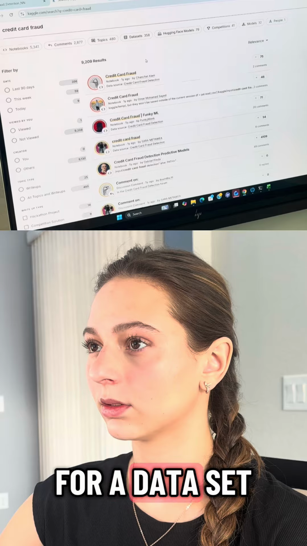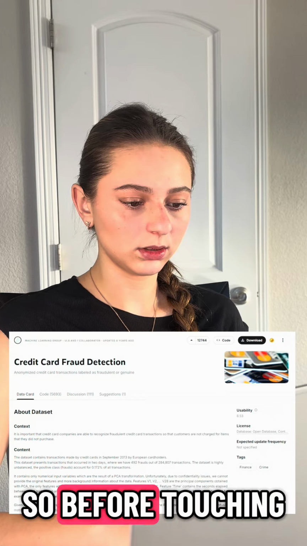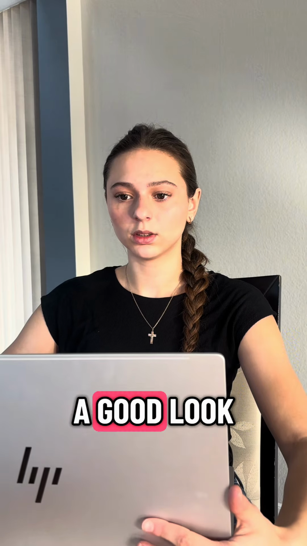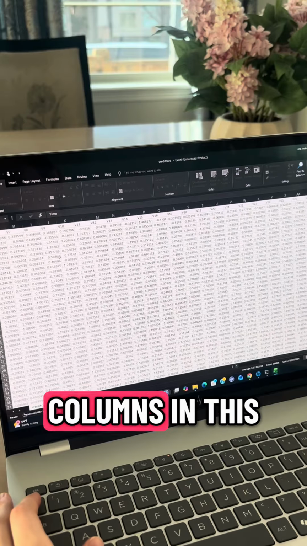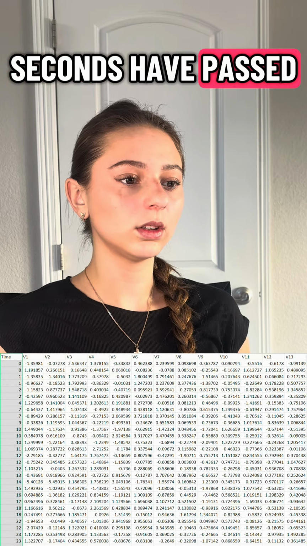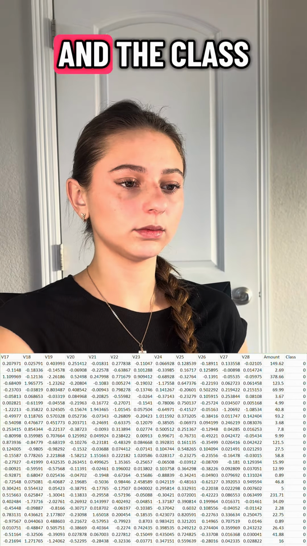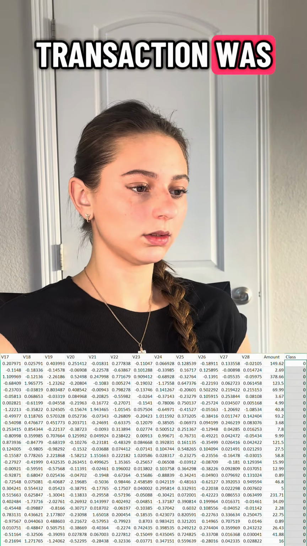First, I'm looking for a dataset and I settled on this one from Kaggle. This is real-world transaction data, so before touching any code, I always make sure to get a good look at it. There are so many feature columns in this dataset, so let's break it down. The time column specifies how many seconds have passed since the very first transaction, the amount column specifies the transaction value, and the class column labels whether the transaction was fraudulent or not.